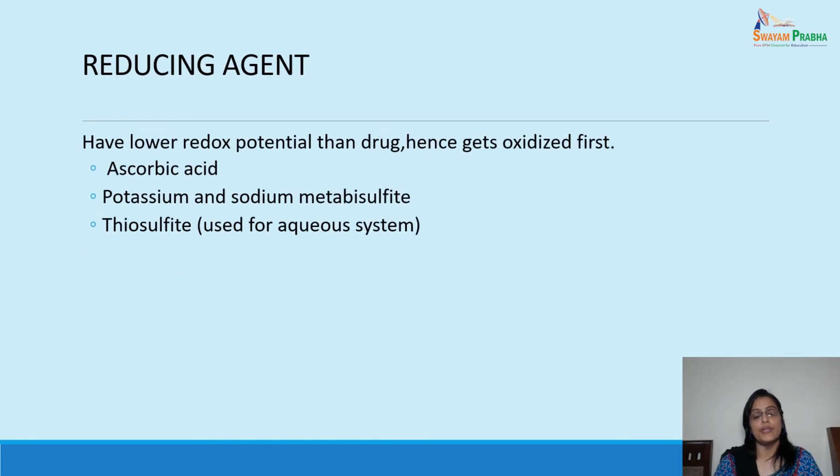Now moving to the next classification of antioxidants, which is reducing agents. A reducing agent has a lower redox potential than the drug, hence it gets oxidized first. Ascorbic acid is a very common example of a reducing agent, along with potassium and sodium metabisulfite and thiosulfate, which are basically used for aqueous systems. So this is about reducing agents used as antioxidants.